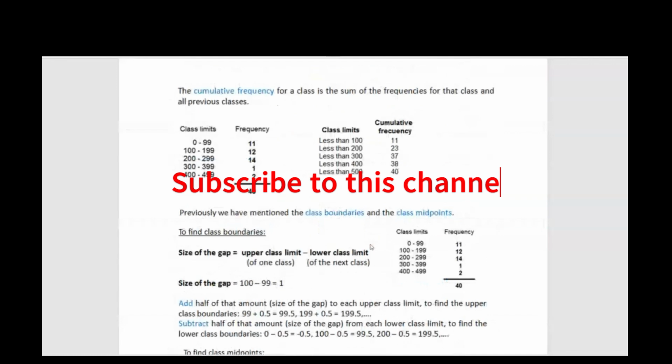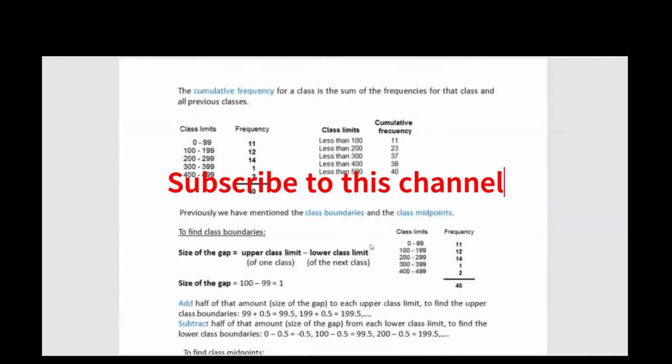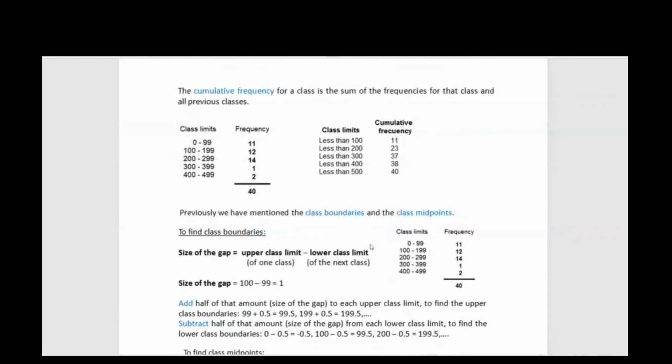You can also have a cumulative frequency, and the cumulative frequency for a class is the sum of the frequency for that class and all the previous classes. So when you have a cumulative frequency table, your class limits are values less than 100, less than 200, less than 300, less than 400, less than 500. Less than 100, I have 11 values, those values in my class that go from 0 to 99.